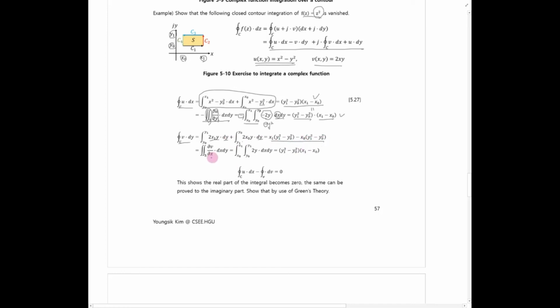And by use of the Green theorem, we can change the line integral into a double integration. By taking the derivative of v with respect to x, it gives 2y. So 2y should be integrated over the area. By taking the integration, it will give this result. So you can prove that this is the same. But the real part of this integral should be the difference between the two, so we have to subtract these two things.